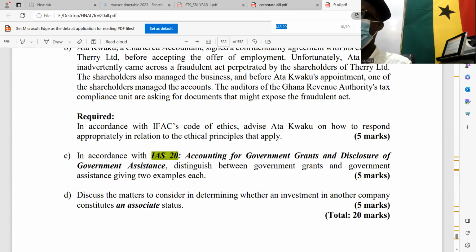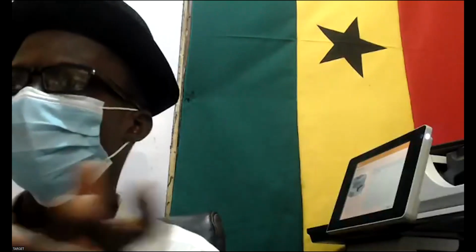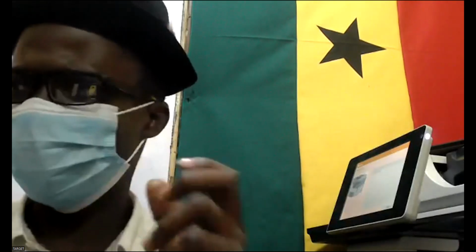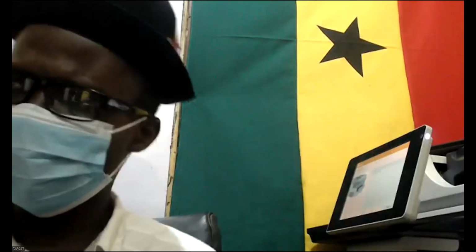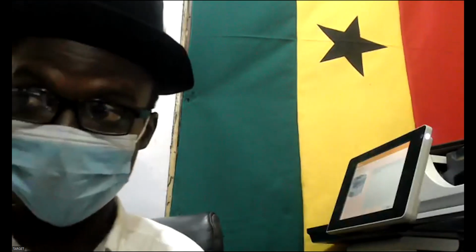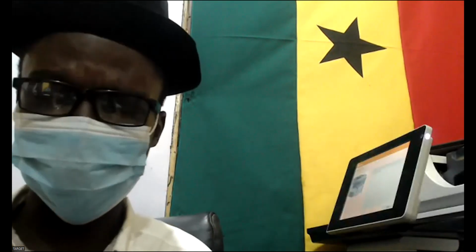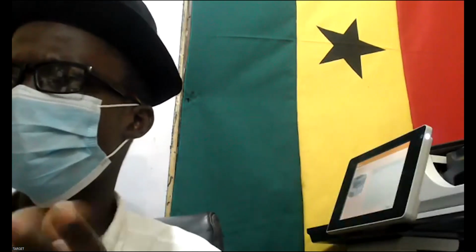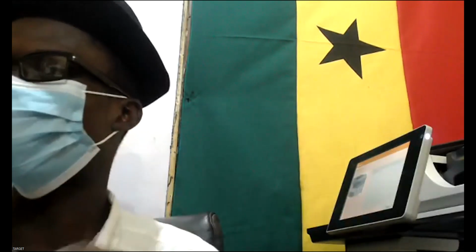Okay, so in accordance with IAS 20, accounting for government grant and disclosure of government assistance, distinguish between government grant and government assistance. Two examples each. Please, what's the difference between government grant and government assistance? Give me two examples. We define it, we give examples. The examiner is asking you to define government grant.